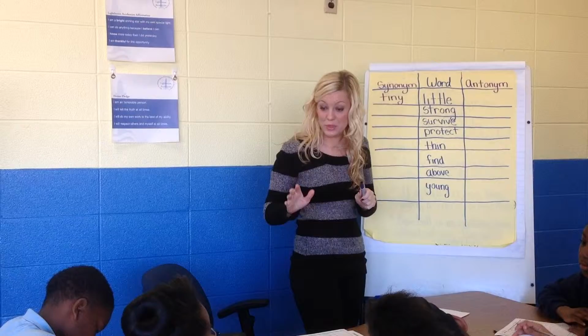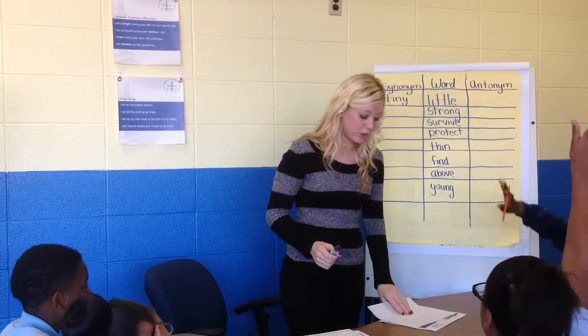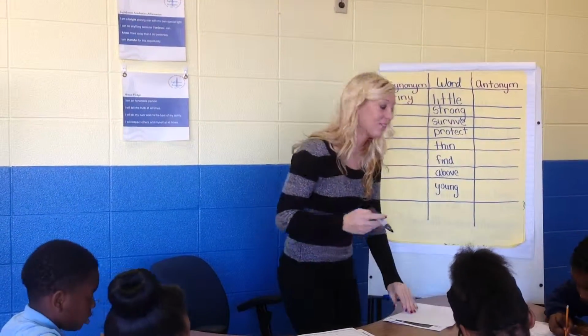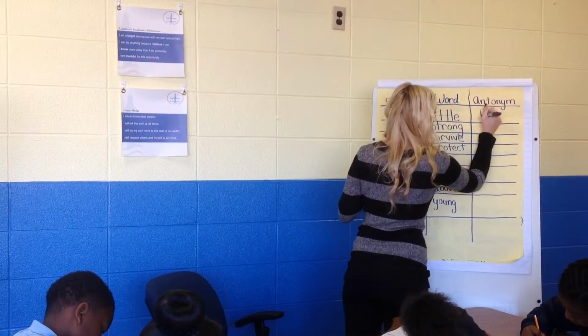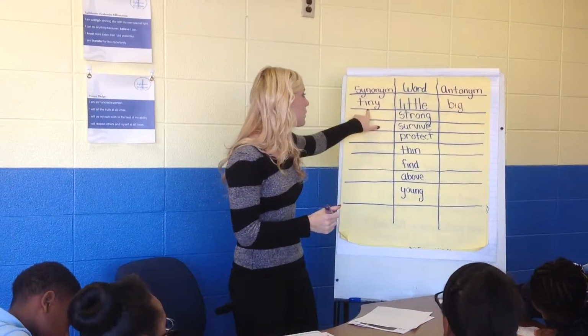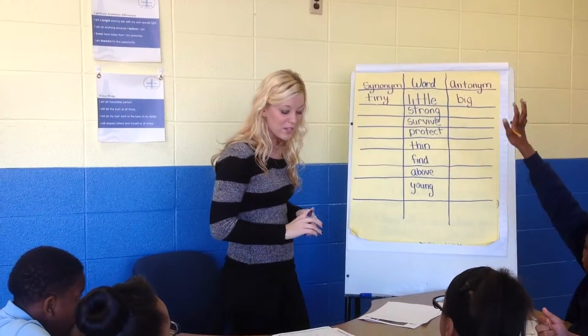So now that we've come up with the synonym for the word little, what do you think an antonym for the word little could be? Yes. Big. Okay, so let's write down the word big. So remember, synonym is similar and antonym is different. Okay, it's opposite. Okay, what about the next word?